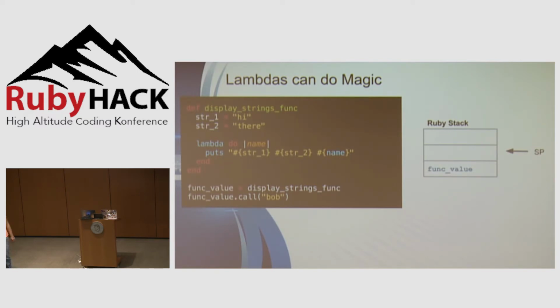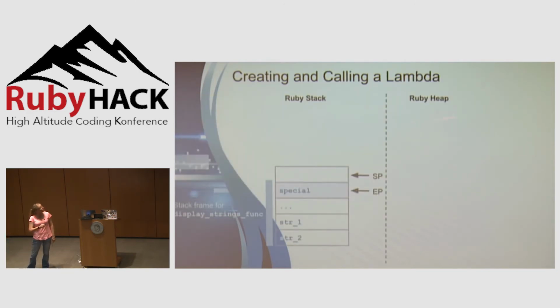Now, to see how this can be, we need to take a look again at what happens on the stack and heap, firstly, when we create a lambda, and secondly, when we execute it. So here is what the stack looks like as I had it just now. So this is while display strings func is executing. Then we have the local variables there. Stack and environment pointer have been set.